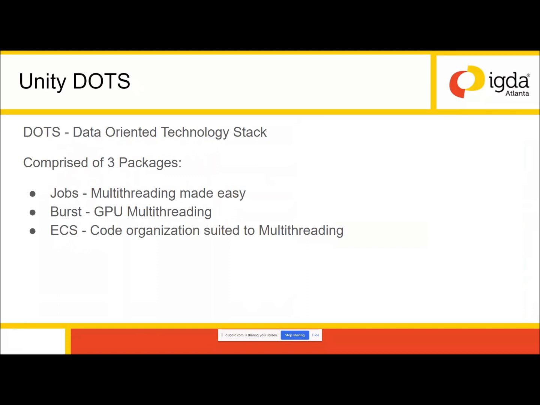So it is comprised of 3 packages. If anyone is unaware, packages are Unity's new method of delivering new content beyond the larger editor extensions. There are tons of different packages. DOTS is composed of 3 primarily. The first one is jobs. And jobs are a method for creating multi-threaded code. It does it so much easier.